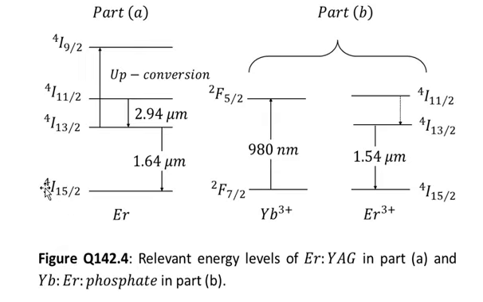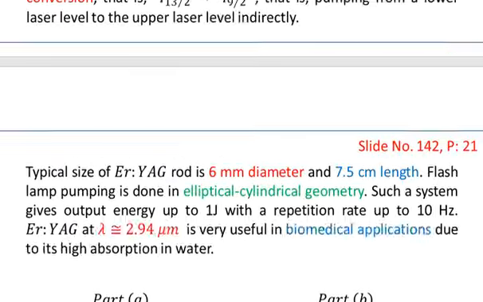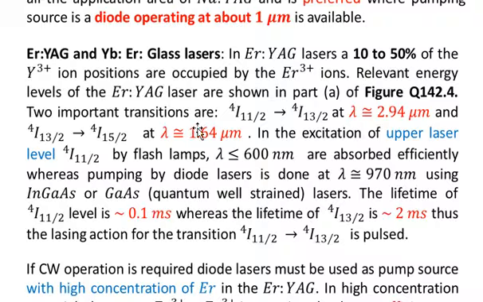Here, 4 is the multiplicity of these levels. And of course 9/2, 11/2, 13/2, and 15/2 are the total angular momentum quantum numbers of the system. The relevant energy levels of the erbium YAG laser are shown in part A of figure 4, which I just explained. Two important transitions are 4I11/2 to 4I13/2 at a wavelength of 2.94 micron, and the second is 4I13/2 to 4I15/2 at a wavelength of 1.64 micron.